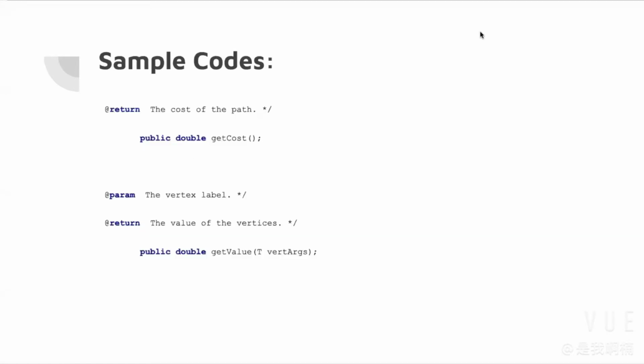So at the end, we'd like to show you some sample code. We combined some code from the textbook and some resources we found on the internet and got this simplified version of how Google Maps is implemented. So first, we need two getters. One is to get the cost of the path, and one is to get the value of the vertices.